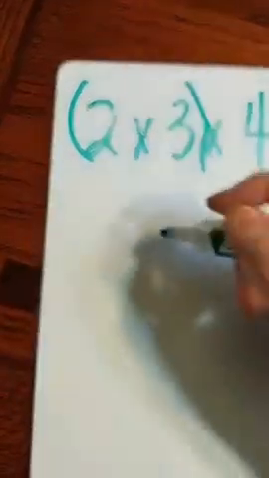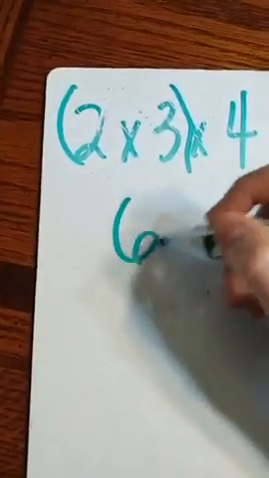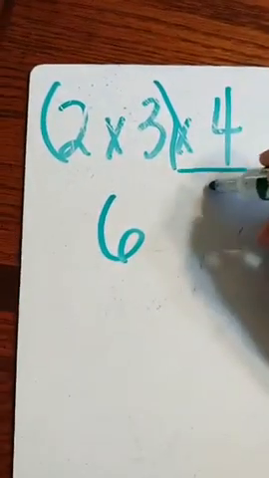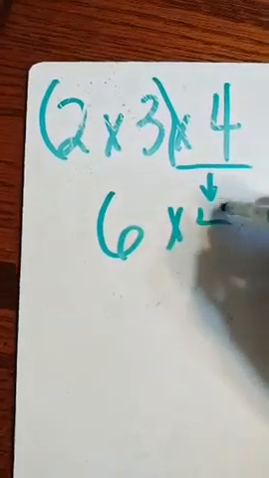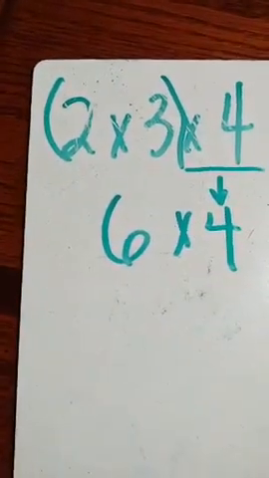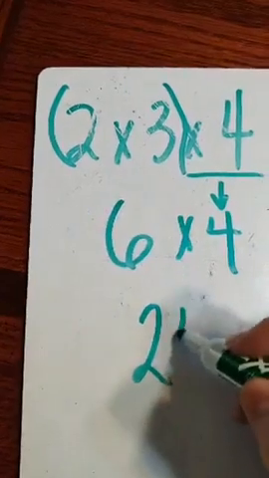Okay, so 2 times 3 is 6. Good. We still haven't used this, so we're going to bring it straight down. 6 times 4? You got it, 24.